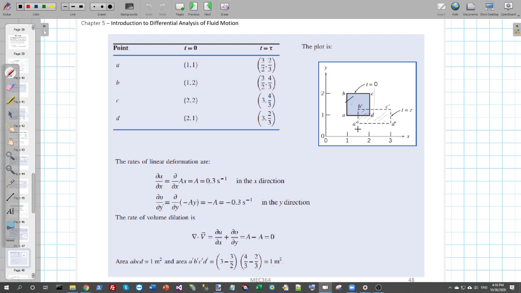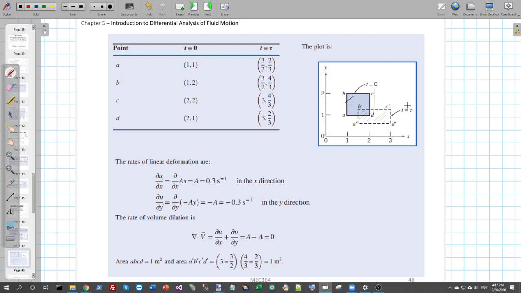If you draw it, we can draw A prime, B prime, C prime, D prime for this flow. And what do you see here? For this new location, you can see that this flow only has linear deformation. There is no angular deformation, and the flow also has no rotational motion, because you can see that the flow particles are not rotating. The flow only has linear deformation.